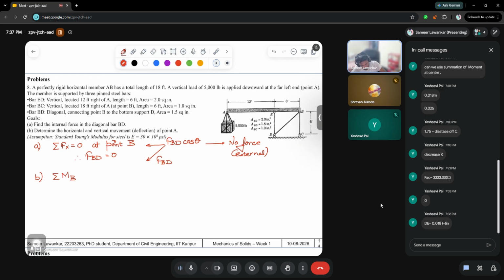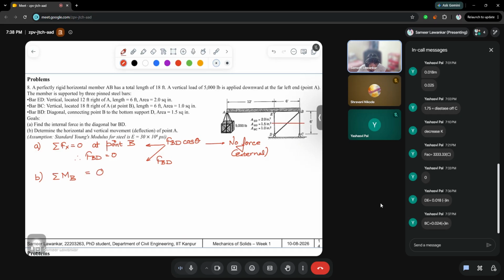So for the second question, first of all, we need to calculate the value of internal members. For calculation of internal members, let us calculate the moment about point B. As it is in equilibrium, the summation of moments about point B should be equal to 0. The only forces existing up here are the 5,000 pounds and the force in the member ED. Again, I am using the method of sections, where I am cutting along this direction.